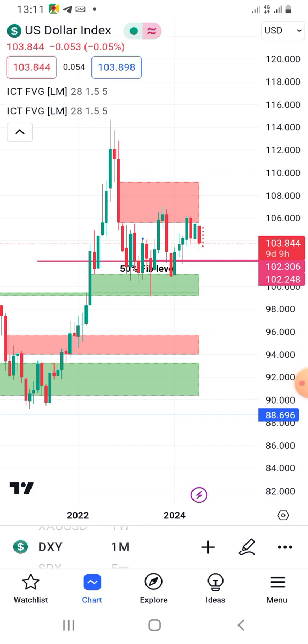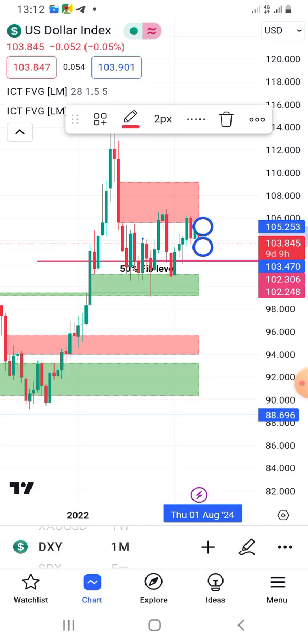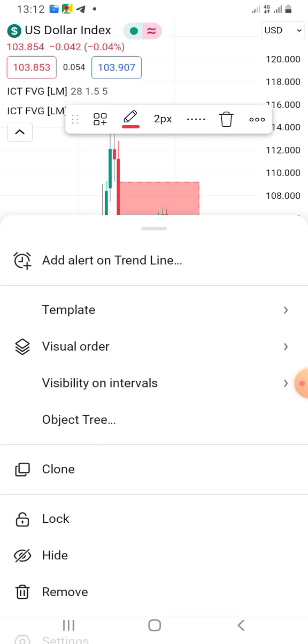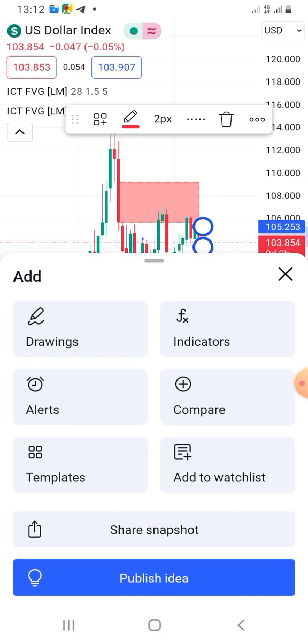We can see market price is above the 50%. Price started buying because it entered into this bullish fair value gap that was created on the monthly time frame, but price took out the relative equal lows. Let me get my cursor to describe these things.